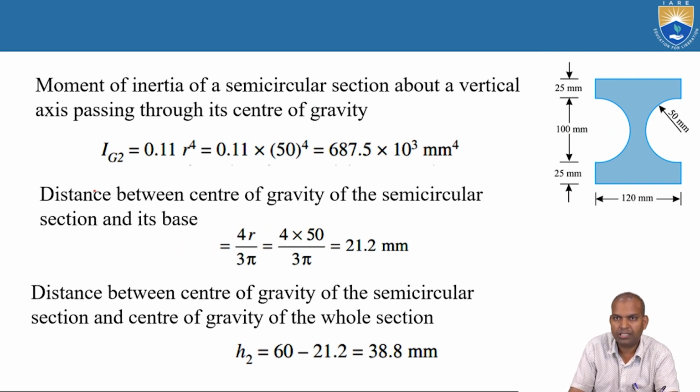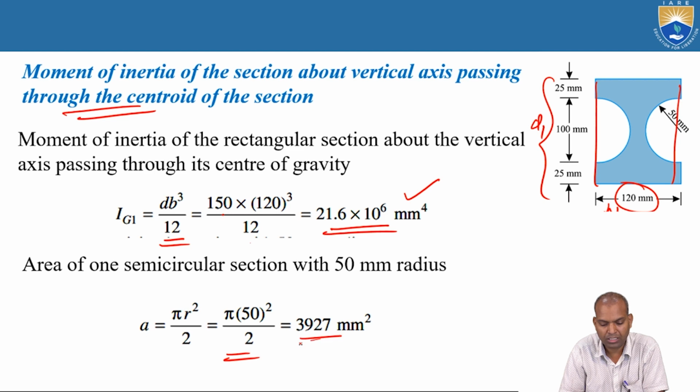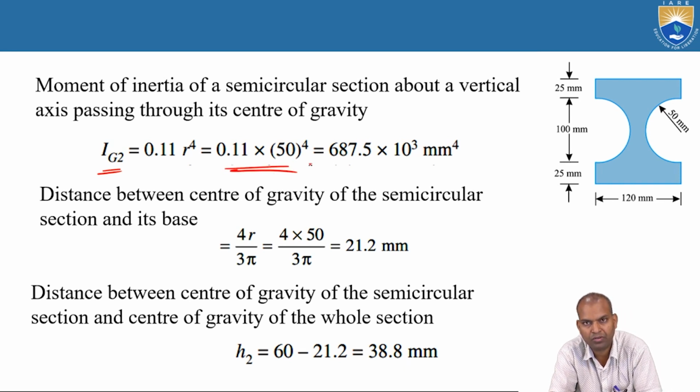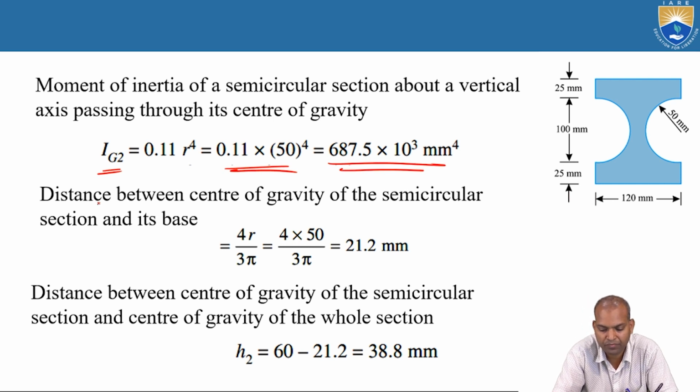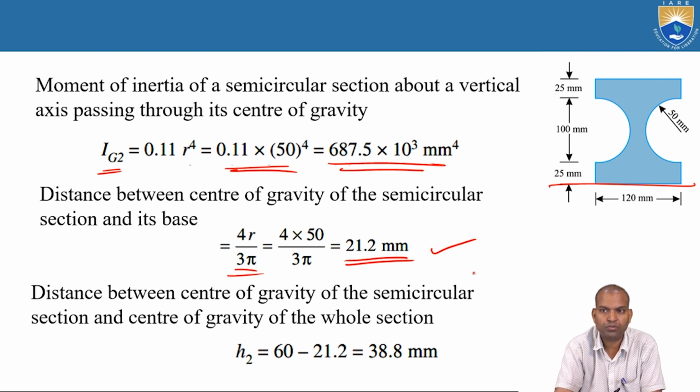The method used here in this section is another method. The area of one semicircle section is pi r square by 2, that is pi into 50 square by 2, that is 3927 millimeter square. Now Ig2 of each section is 0.11 times r power 4, where r is the radius, 50 millimeters. Substitute here, that is 0.11 times 50 power 4, 687.5 into 10 cube millimeter power 4. Now the distance between the center of gravity of the semicircle and its base is 4r by 3 pi, 4 into 50 by 3 pi, that is 21.2 millimeters.